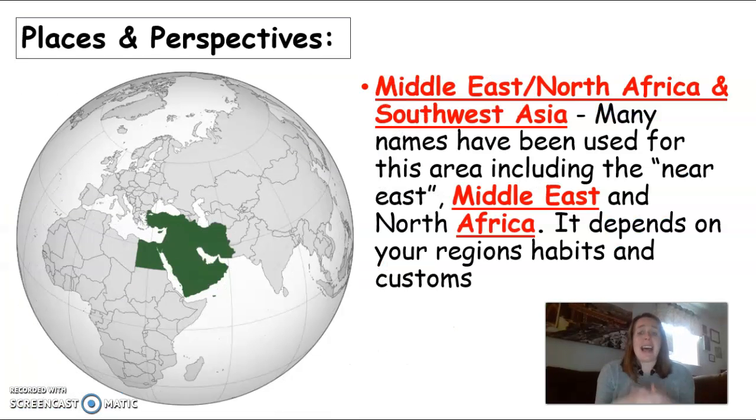Another place that is one location but has many different names is the Middle East. The Middle East has been called Middle East, North Africa, and Southwest Asia. It has a couple different names. Many names have been used for this area, including the Near East, Middle East, and North Africa. It all depends on your region's habits and customs, but it's one location with many different names. So that's another way that maps can be different.